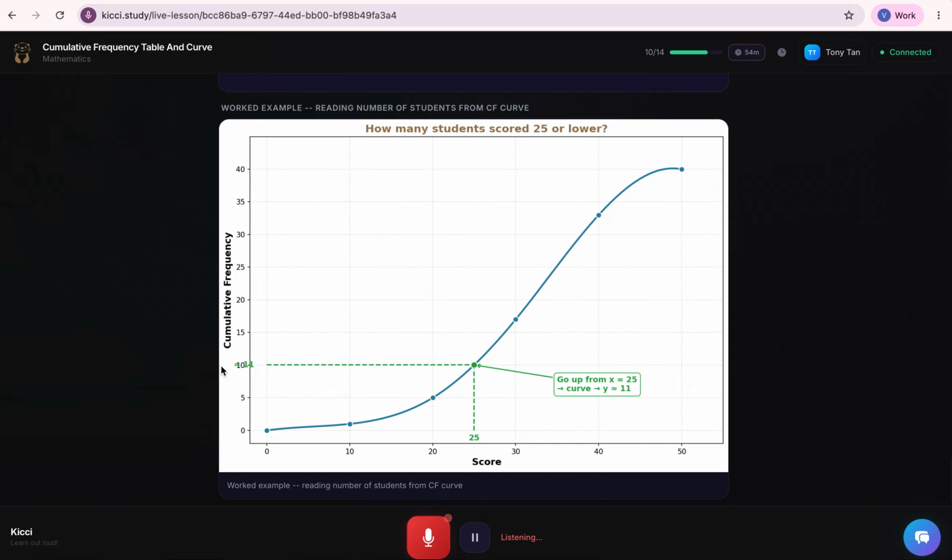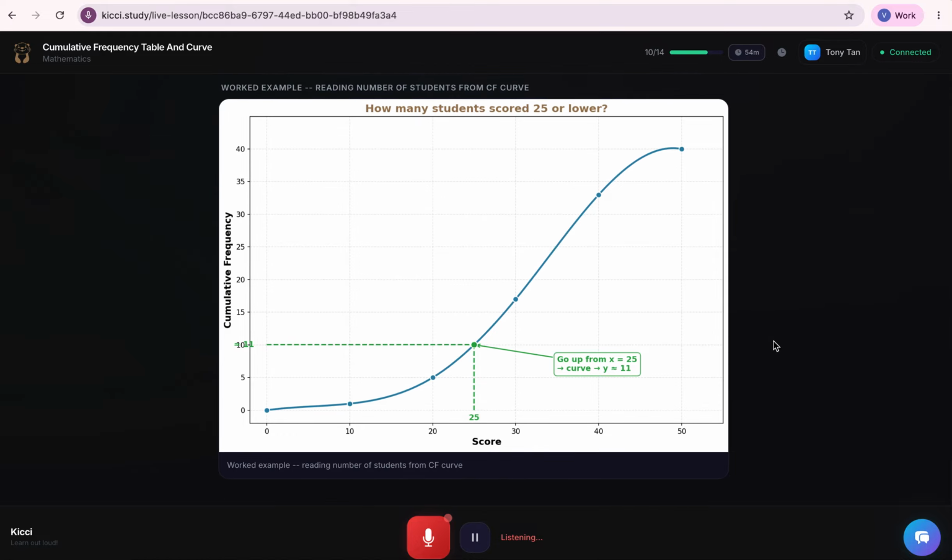Great start. You correctly went up from 25 on the x-axis to the curve and then turned left. Your reading of 10 or 11 is spot on. The important thing to remember, like you suggested, is that it's always an estimate. So we say approximately when we do that reading. We get about 11 students. Followed that so far? Ready for another worked example on reading the curve, but this time for something a little harder? Yeah, go ahead.